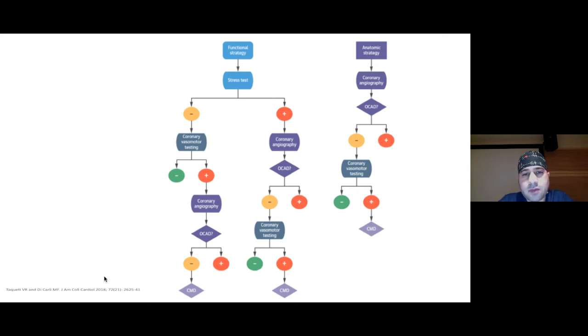Whereas if you went for a non-invasive stress test first, such as an exercise test, if that's positive, you refer them for a coronary angiogram. If it's negative, you can perform PET. If the PET is positive, the patient is referred for a coronary angiogram to rule out obstructive coronary artery disease. Once that has been ruled out, you can diagnose a patient with CMD.